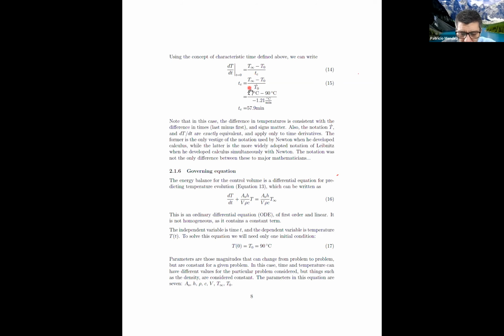So we would have 20 degrees C, that is the final temperature, minus 90 degrees C, that is the initial temperature, divided by the cooling rate, which was negative, 1.21 degrees C per minute. And what did we get? Almost 58 minutes. So this sphere that is originally at 90 degrees and is left to cool in stagnant air by natural convection would take more or less 1 hour to cool down. And that's the answer.